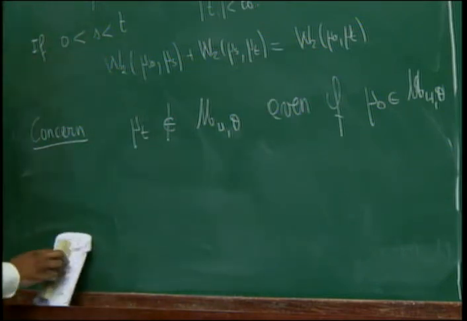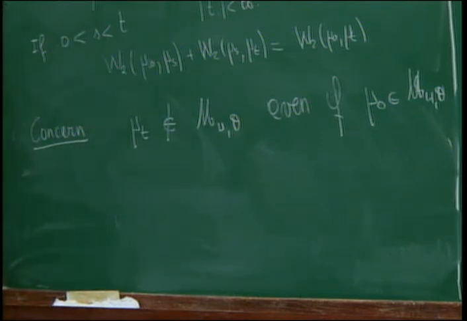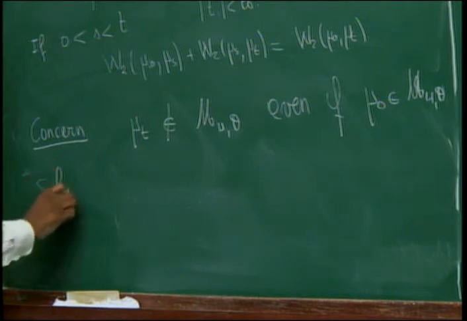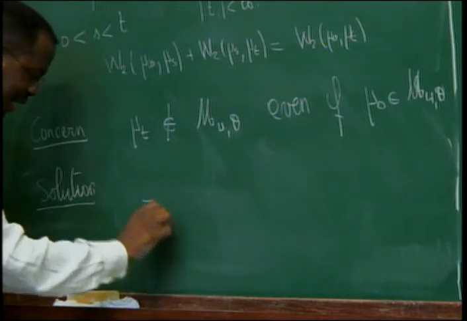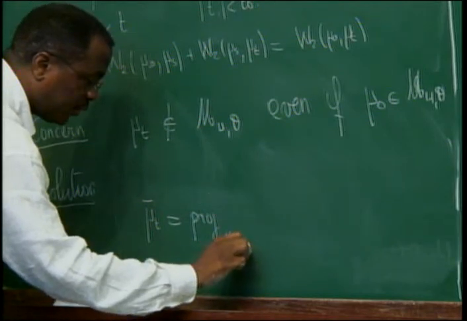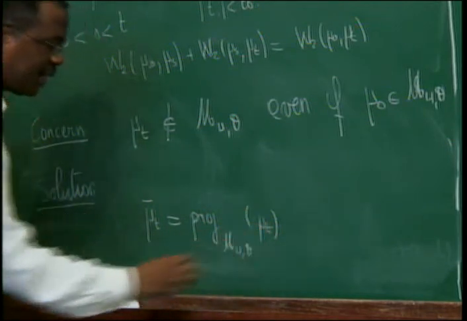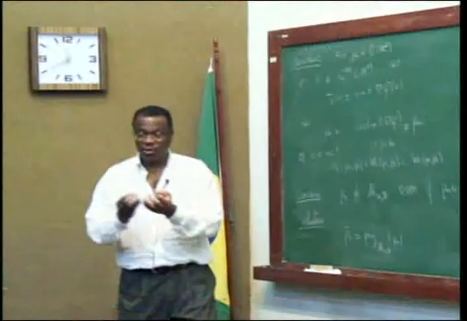I am going to define, so here is the solution. Define mu t bar, the projection on M, u theta of mu t. And now I am in business. I have a curve which is on the sphere, and so I can differentiate along that curve.